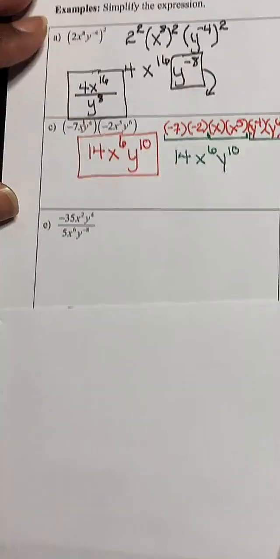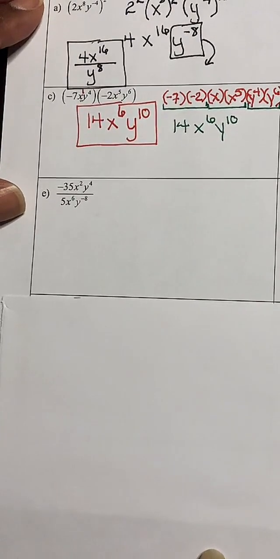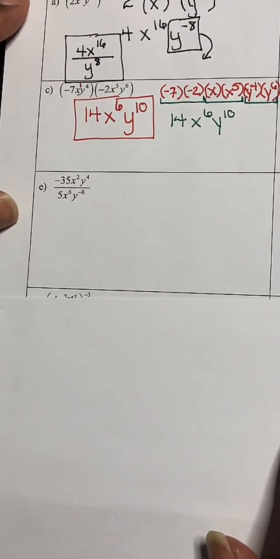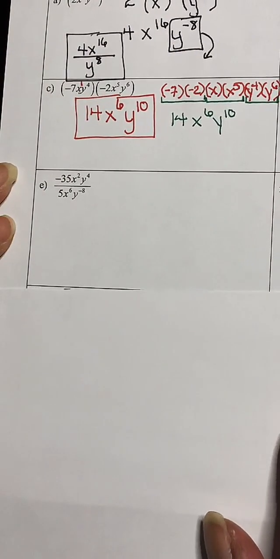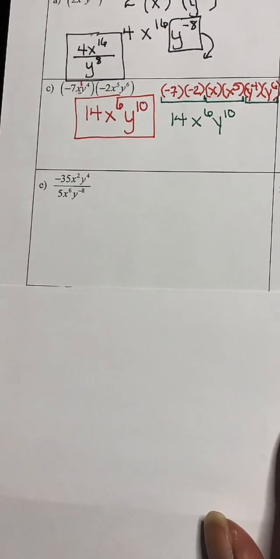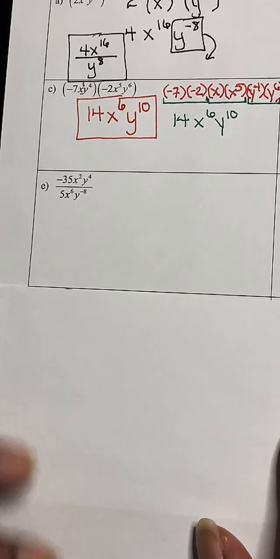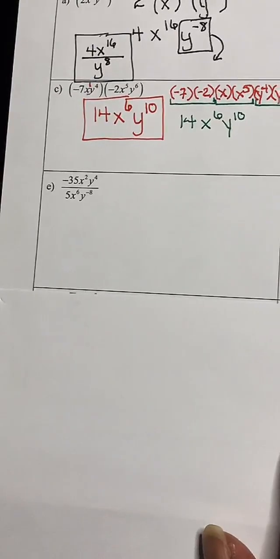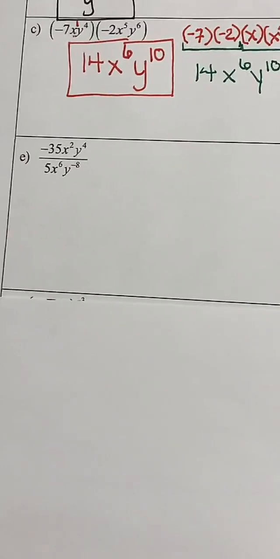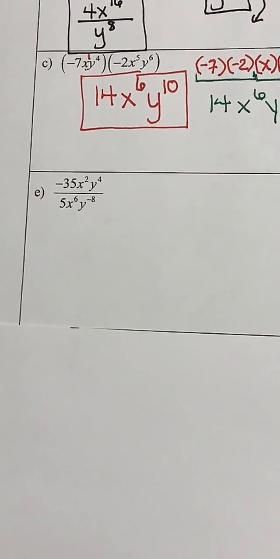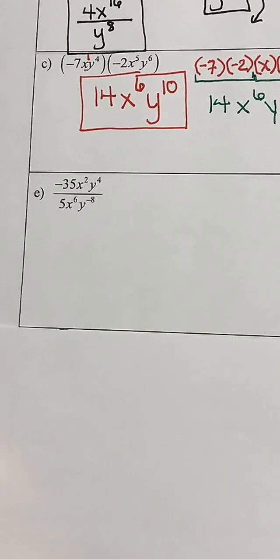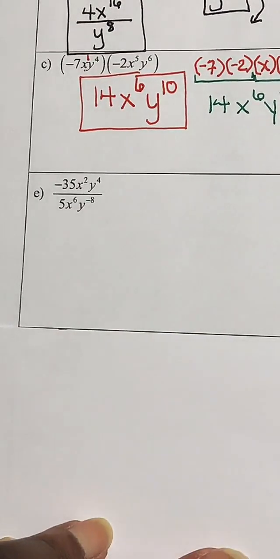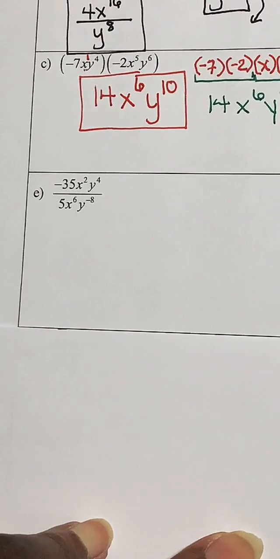All right. Last one. I'm going to have to wrap it up because I have to get going. Oh, yes. There's no escaping this. So let me zoom in a little bit. Okay. So negative 35x squared y to the 4th and 5x to the 6th y to the negative 8.